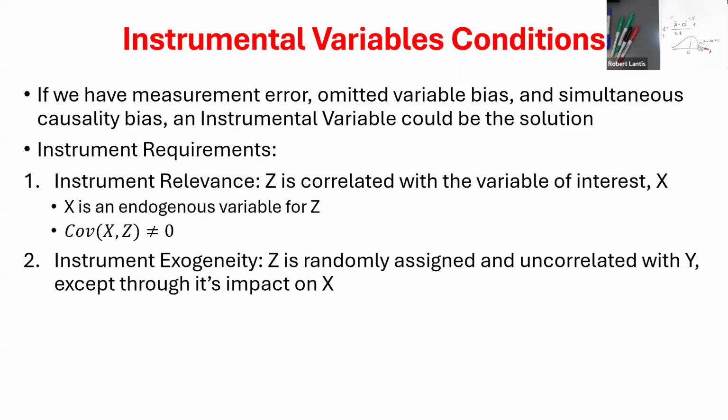Now, we also need the instrument to be what we say is exogenous, or uncorrelated with our Y variable. So I would need beer taxes to be uncorrelated with just the overall level of mortality, traffic fatalities, right? Other than its impact through X. So it can still be impacting my Y variable through its relationship with X. So in my example, how is the beer tax likely going to influence traffic fatalities? Only by changing alcohol consumption, right?